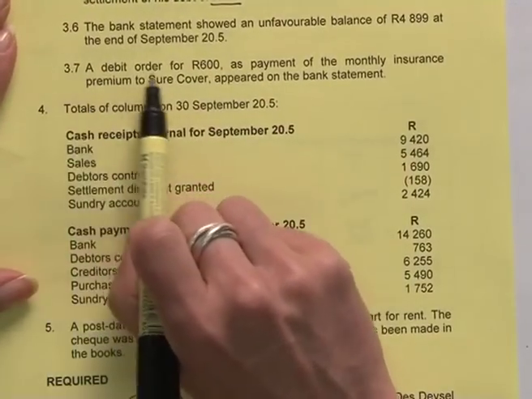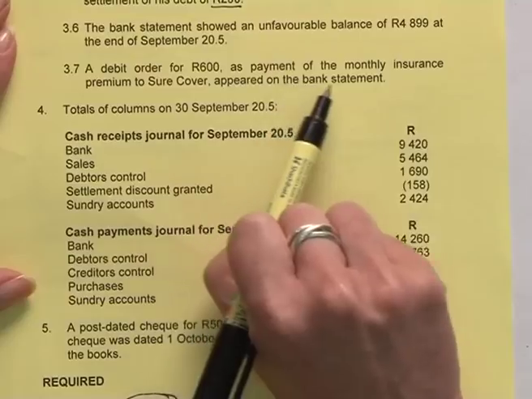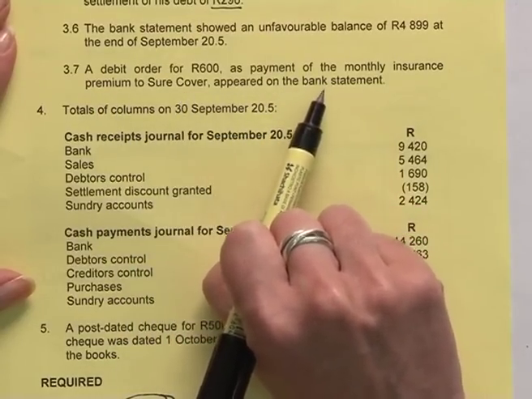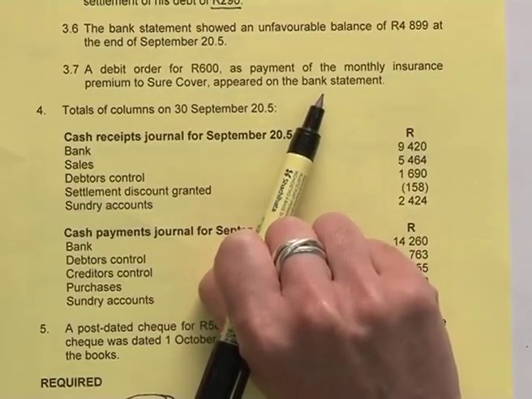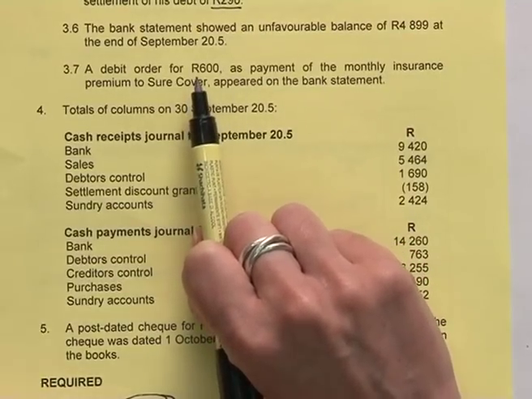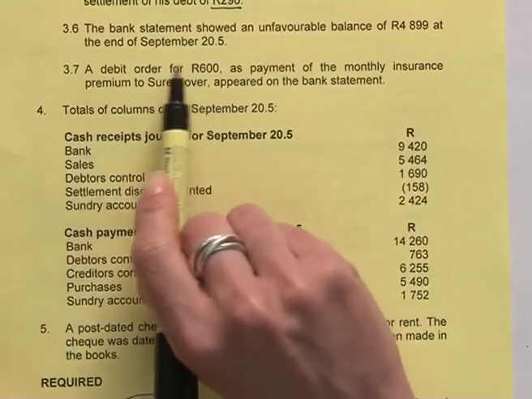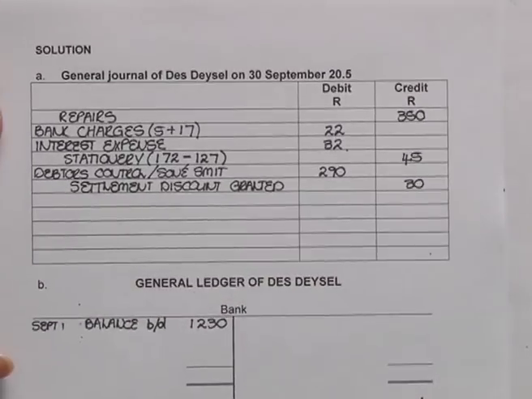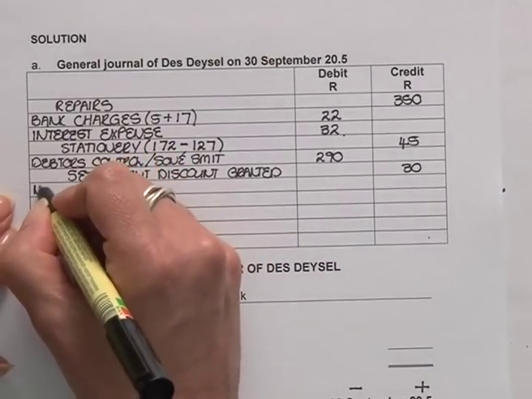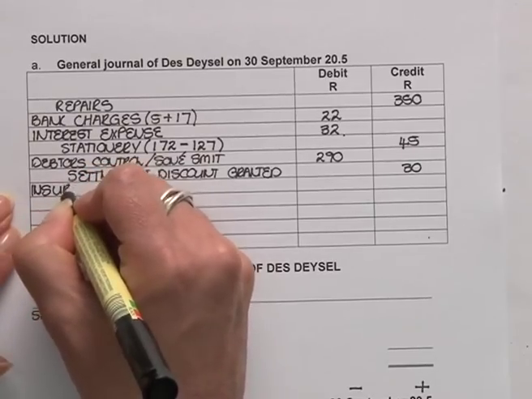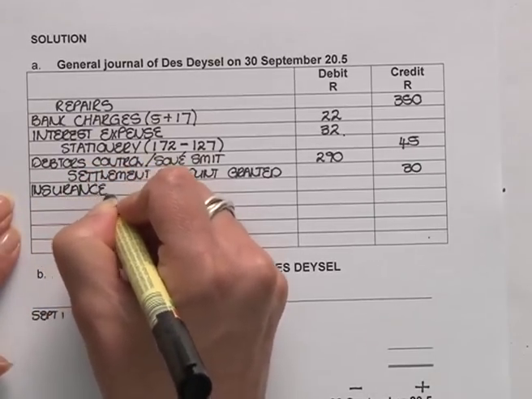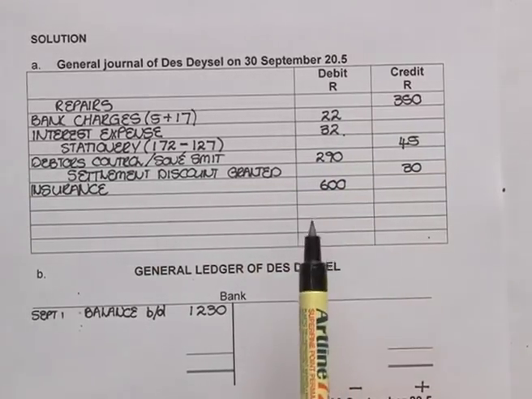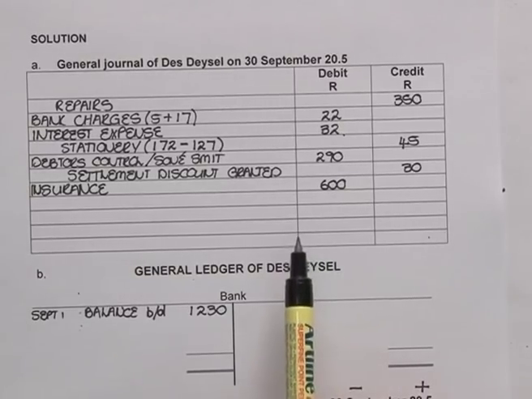3.7, a debit order for 600 Rand as payment of the monthly insurance premium to Sure Cover appeared on the bank statement. So again, the bank statement includes this, but our records do not include it yet, so we're going to have to account for this in the general journal. It's for insurance, so I'm going to debit the insurance expense with 600 Rand, corresponding credit in bank, but it's a combined journal entry, so I don't do that at this point.